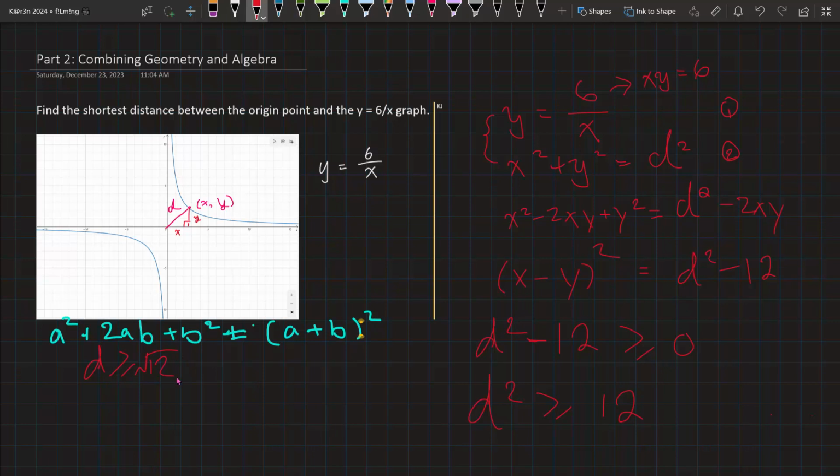Now let's go back to the problem and see how we can answer the actual question. Find the shortest distance between the origin point and the graph. We have set, remember, d represents the shortest distance, and since it must be the shortest, what is the smallest possible value for d? That would be the square root of 12. So the shortest possible distance would be the square root of 12.